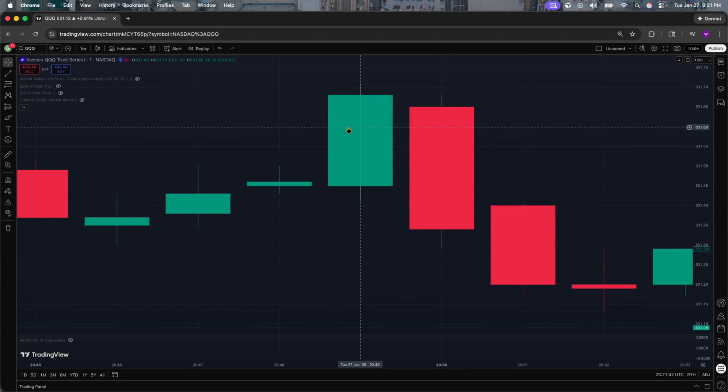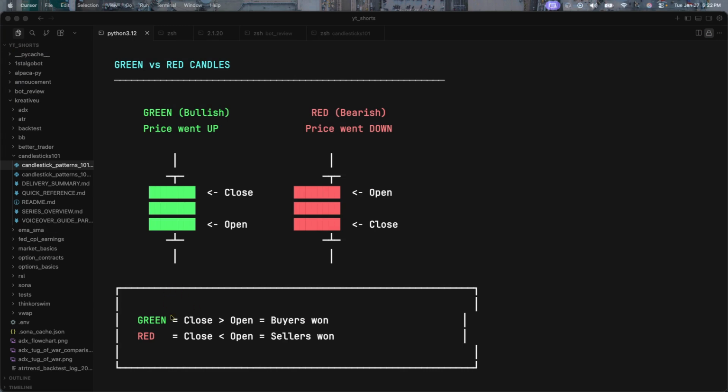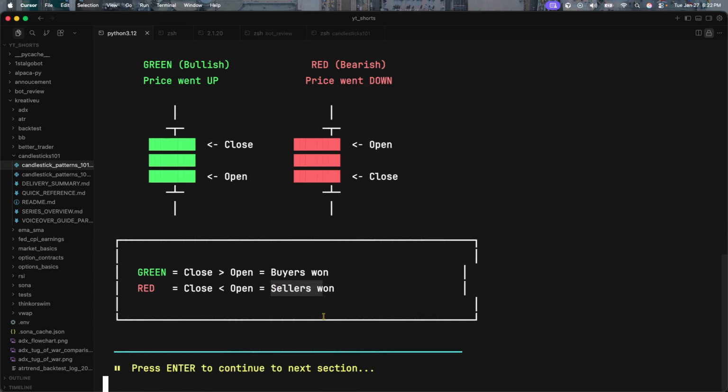Just to really drive this point in, when we're looking at a green candlestick, the open is at the bottom. So green: open low, close high. Close at the top. And then red: open high, close low. So we can understand that. So let's go back to our session. A green candlestick means the close was greater than the open, the buyers or the bulls won. And a red candlestick means the close was less than the open, the sellers or the bears won.